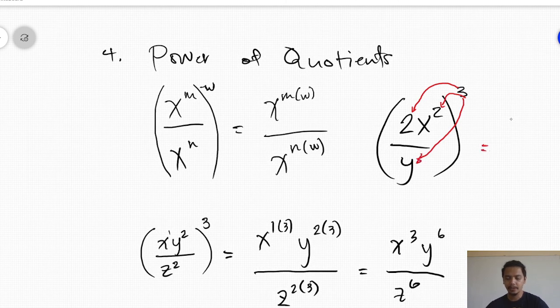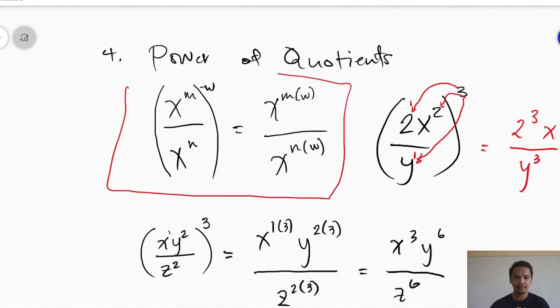So, basically, you will have there 2 raised to 3, x raised to 6, over y cube. So, paano ulit nangyari yan? Yung 1 dito sa 2, minultiply lang natin sa 3, kaya tayo nagkaroon ng 3. Yung 2 dito, minultiply natin sa 3, kaya tayo nagkaroon ng 6. Yung 1 dito sa y, minultiply natin sa 3, kaya tayo nagkaroon ng y raised to 3. Okay? So, again, this will be the basic rule for the power of quotients.